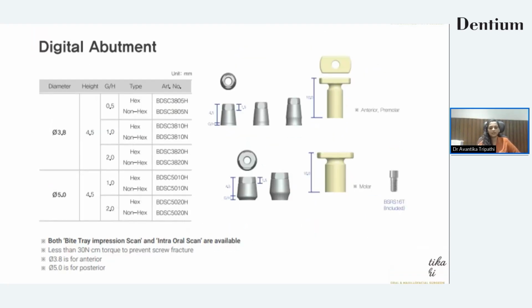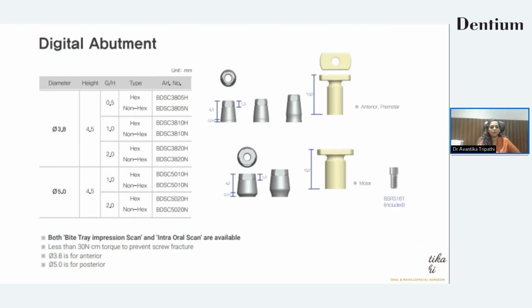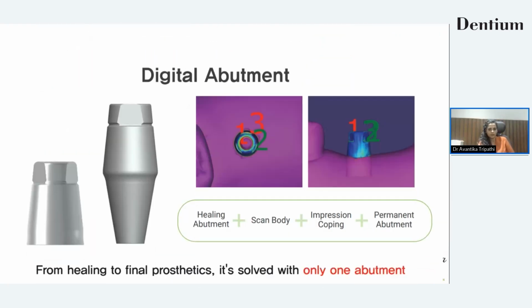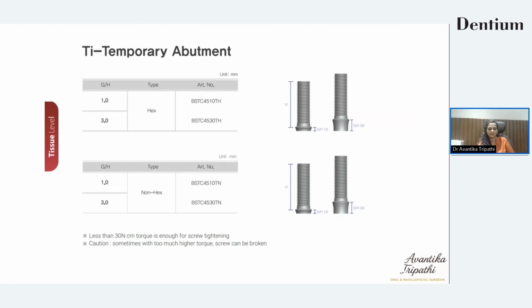This is the digital abutment which we can place, which we can scan, and after scanning, we'll send the digital abutment data to the lab. They'll make a prosthesis over it and we are going to deliver it on the patient. So this is also acting as a scan abutment.